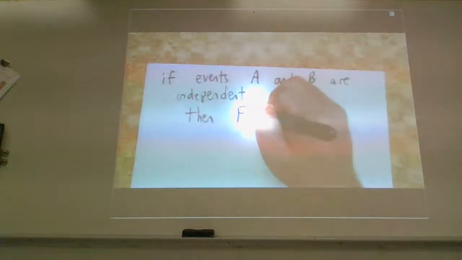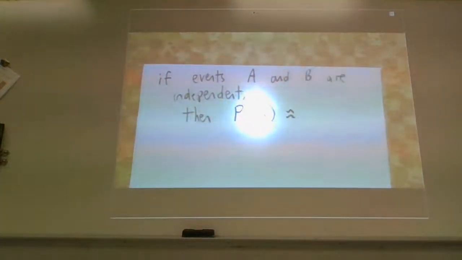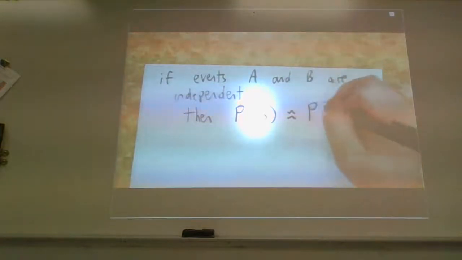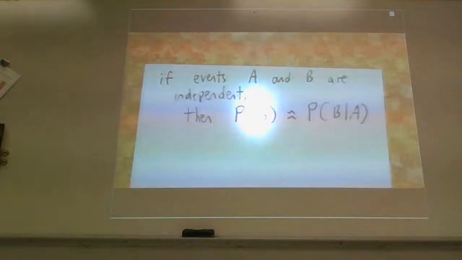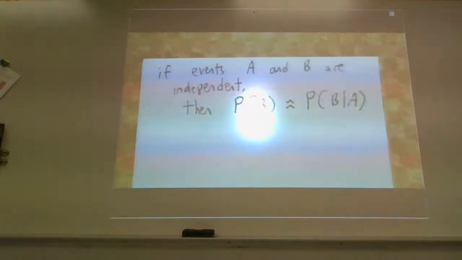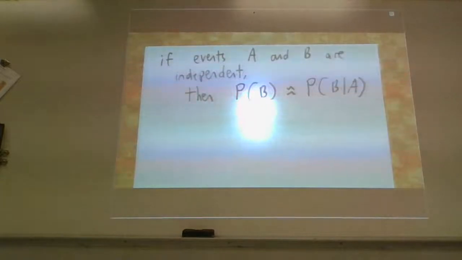Then the probability of B is approximately equal to the probability of B given A. If events A and B are said to be independent of each other, then the probability of B would be approximately equal to the probability of B given A.